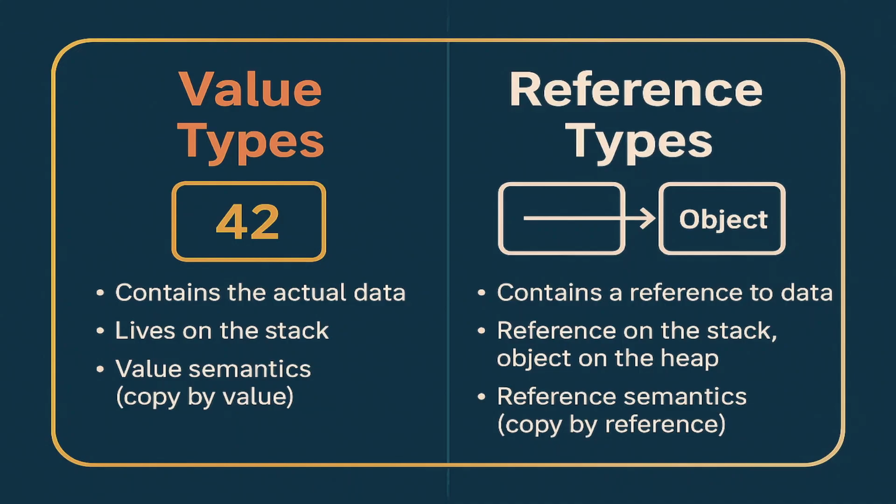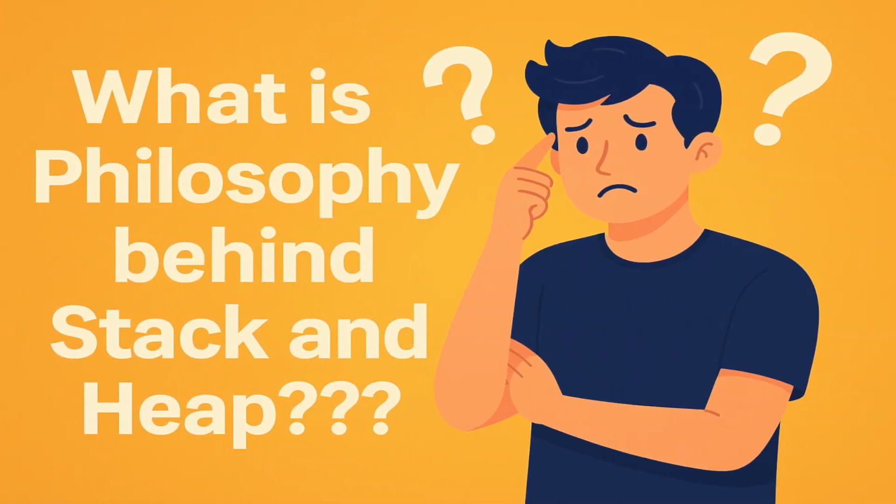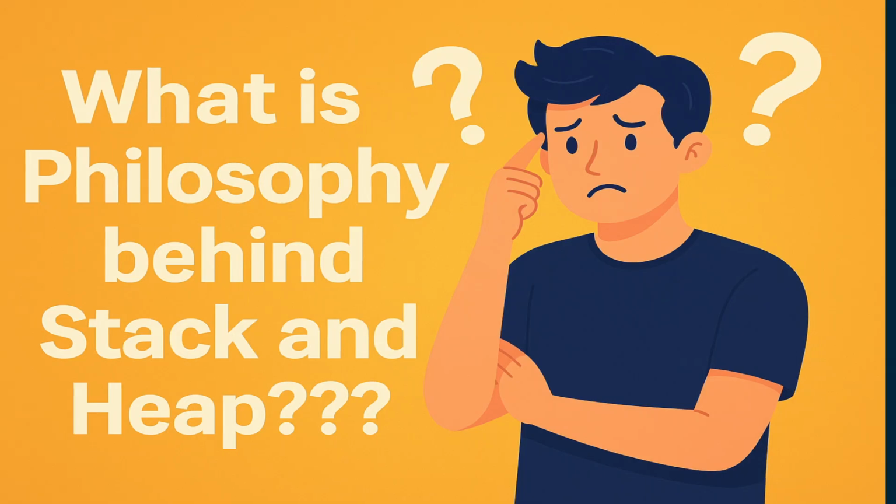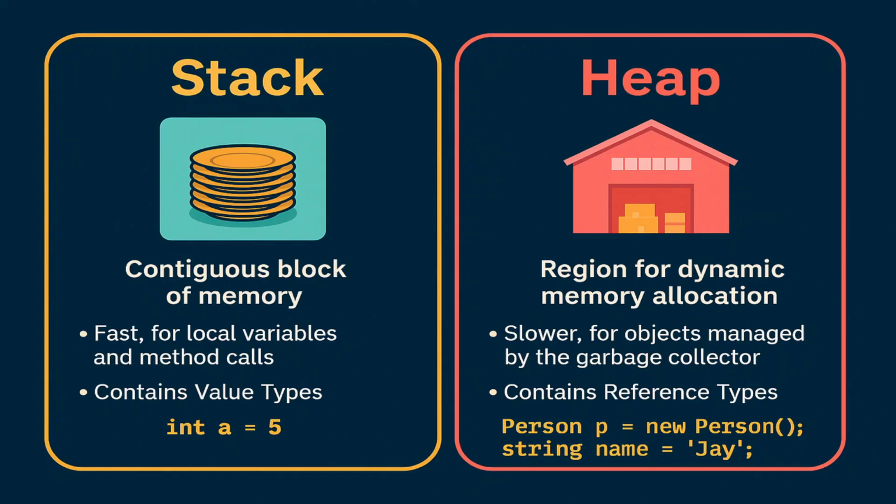Now, in order to completely understand the value type and reference type, we need to understand the philosophy: why the value type, why the reference type, and what relationship it has with the stack and heap. Unless we understand what a stack and heap is, we will not be able to understand what the value type and the reference type are. So let's spend some time to understand what exactly the stack is and what exactly the heap is.